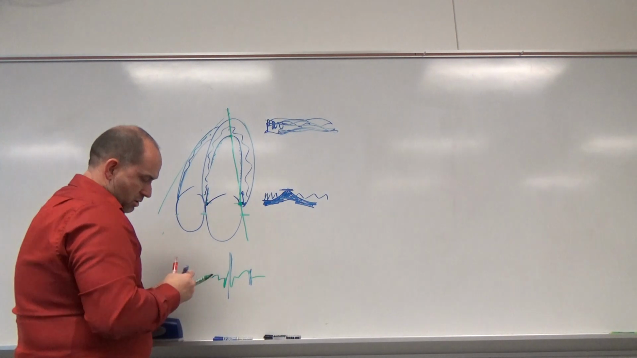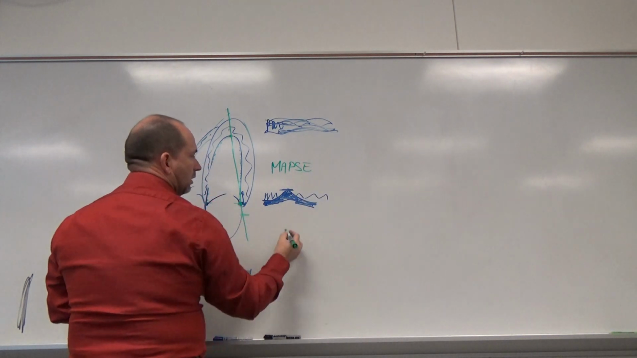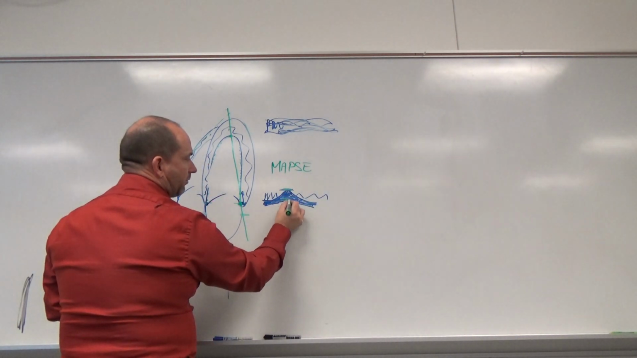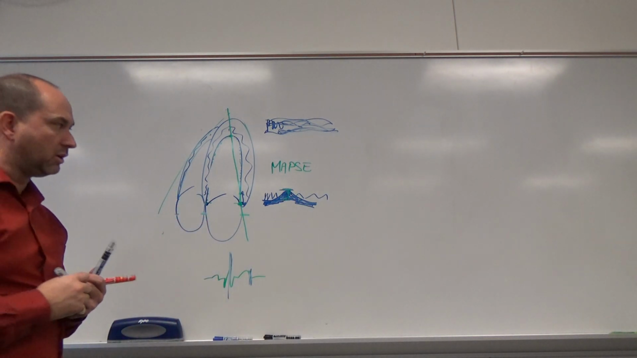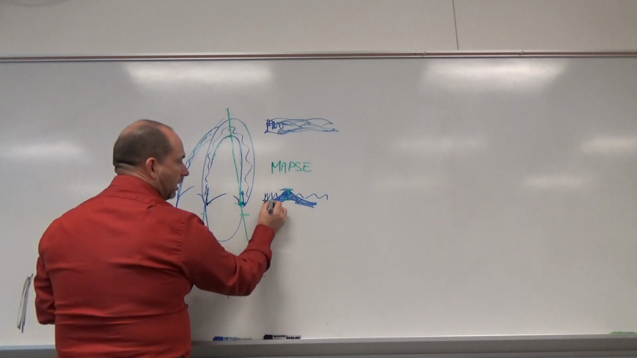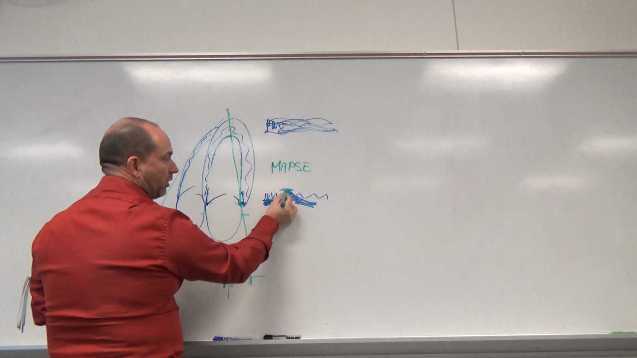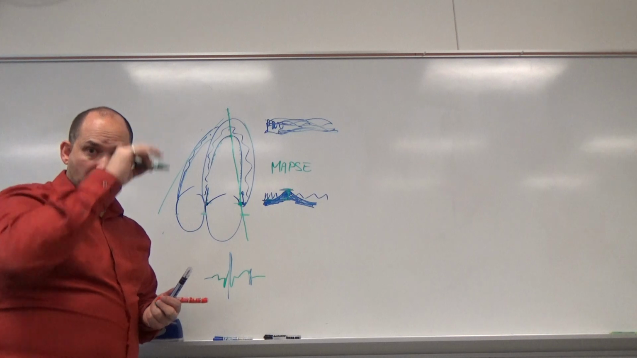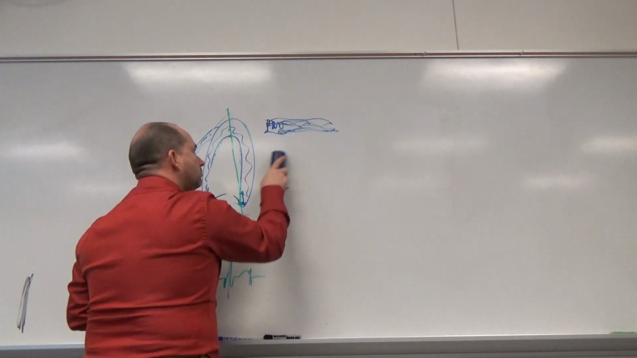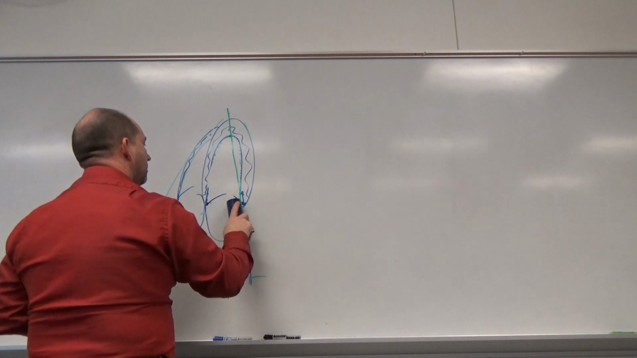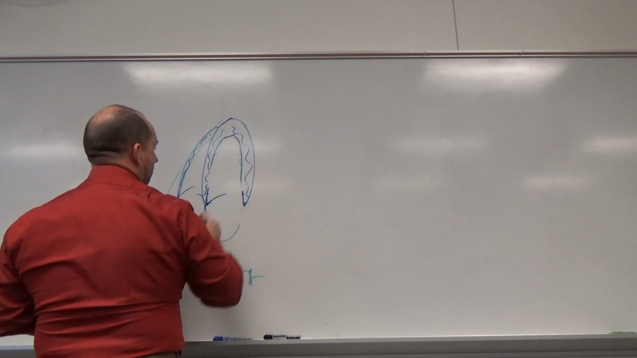So a MAPSE is how far this comes, how far this rises. Okay, and that measurement is going to be an indication of systolic function. A system might not let you measure like this. It might have you measure here and here. So you're measuring the low point and the high point, and you're just looking at the distance straight up to those. That's MAPSE. Okay, back to this. Gonna redraw that.